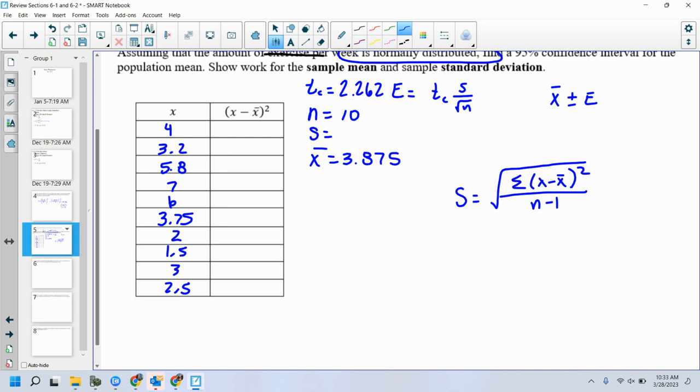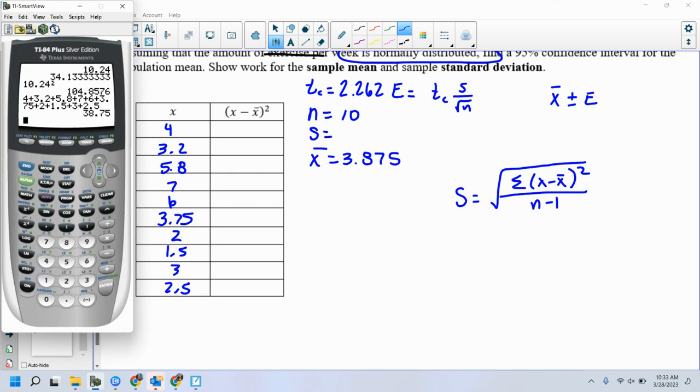Okay, so I'm going to calculate my x minus x bar squareds. So this is going to be 4 minus 3.875 squared. So let's round it to the nearest, should we go three decimal places out? I did it to 0.156. 0.0156? I did 0.014. You did 0.014? Oh, what did you? I rounded to... Did you do 3.9? 3.88.